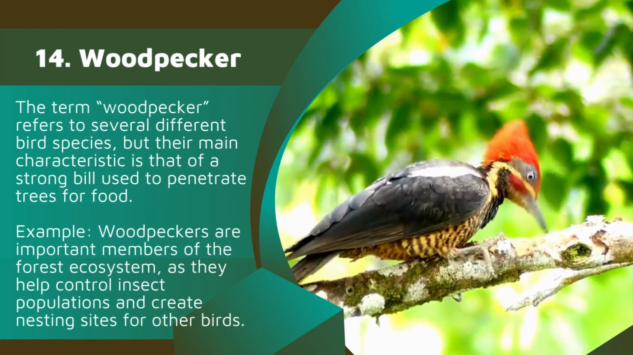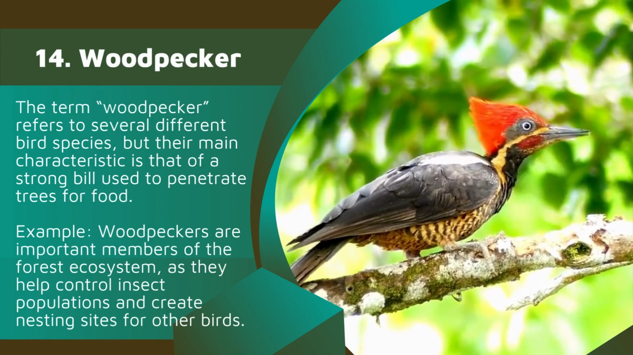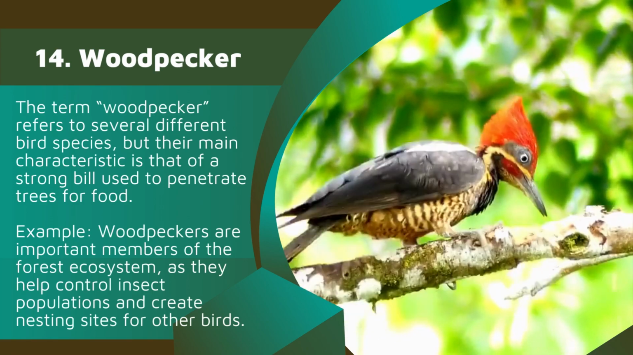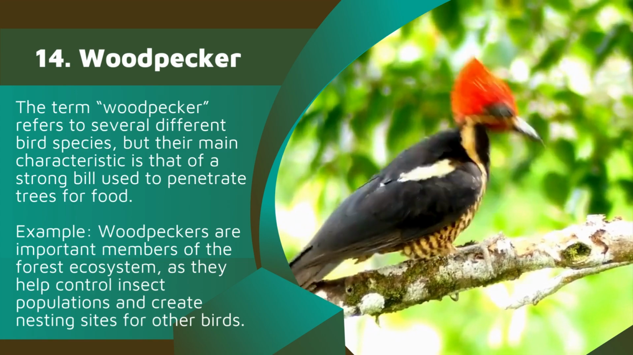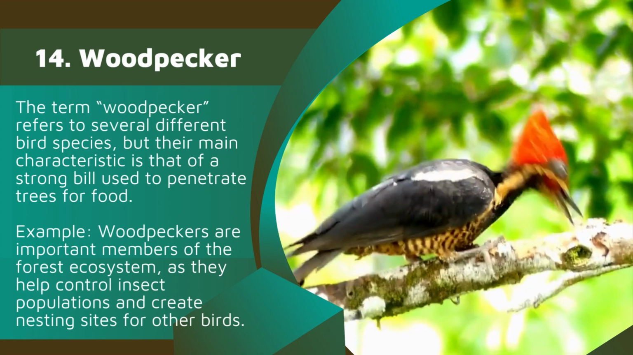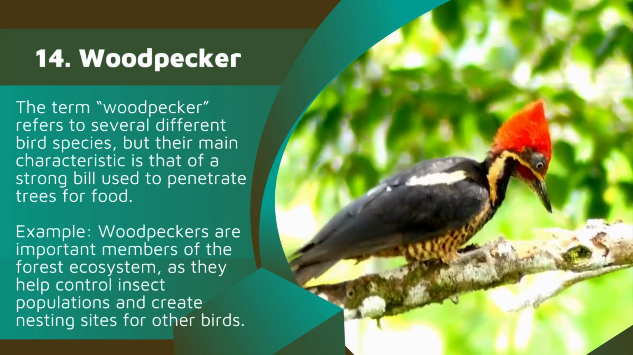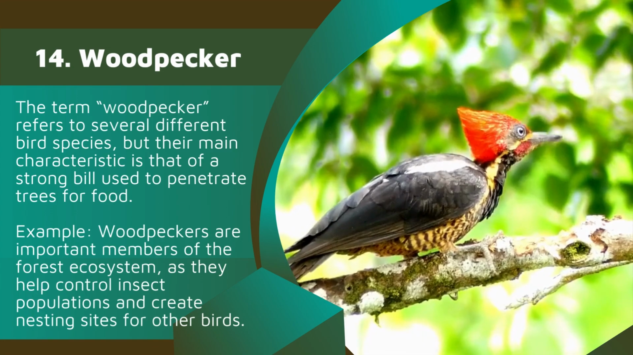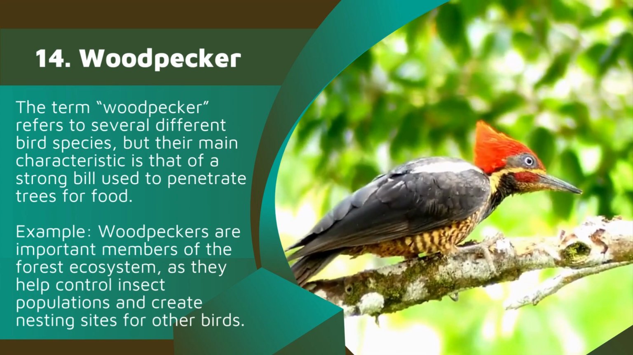14. Woodpecker. The term woodpecker refers to several different bird species, but their main characteristic is a strong bill used to penetrate trees for food. Example, woodpeckers are important members of the forest ecosystem, as they help control insect populations and create nesting sites for other birds.